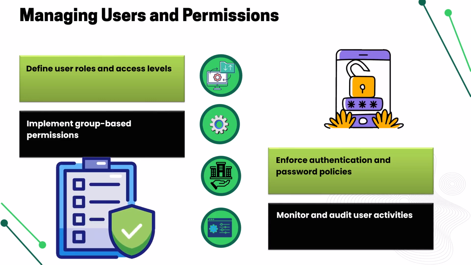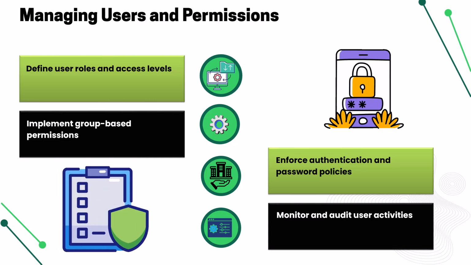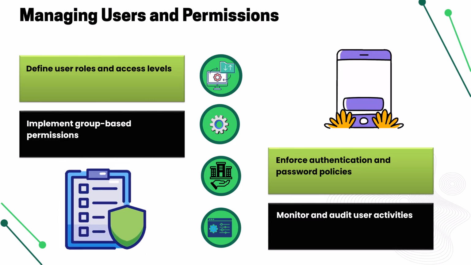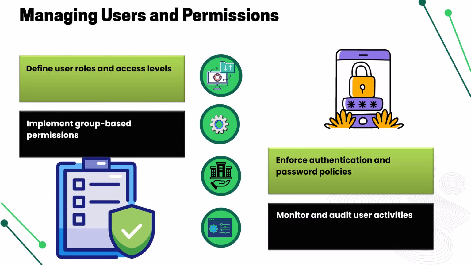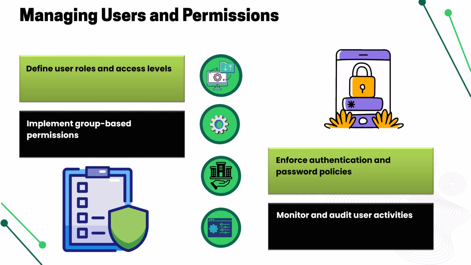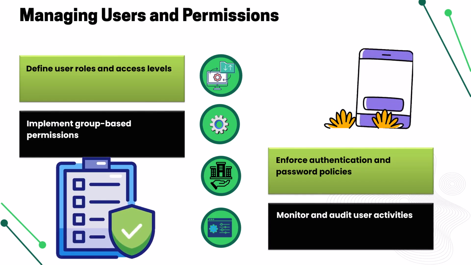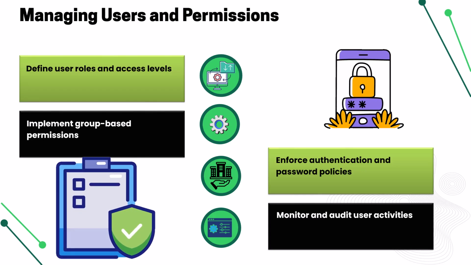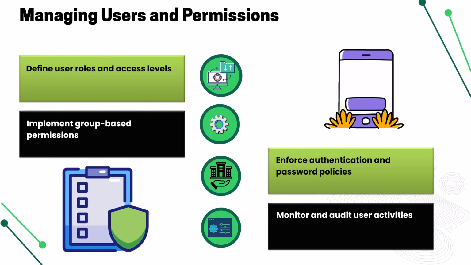Managing users and permissions is like being the bouncer at a VIP club. You decide who gets in and what they can do. First, we define roles so people have the right level of access. Group permissions make life easier by avoiding individual setups. Strong authentication and password rules keep security tight. And finally, keeping an eye on user activities helps catch any funny business before it escalates.